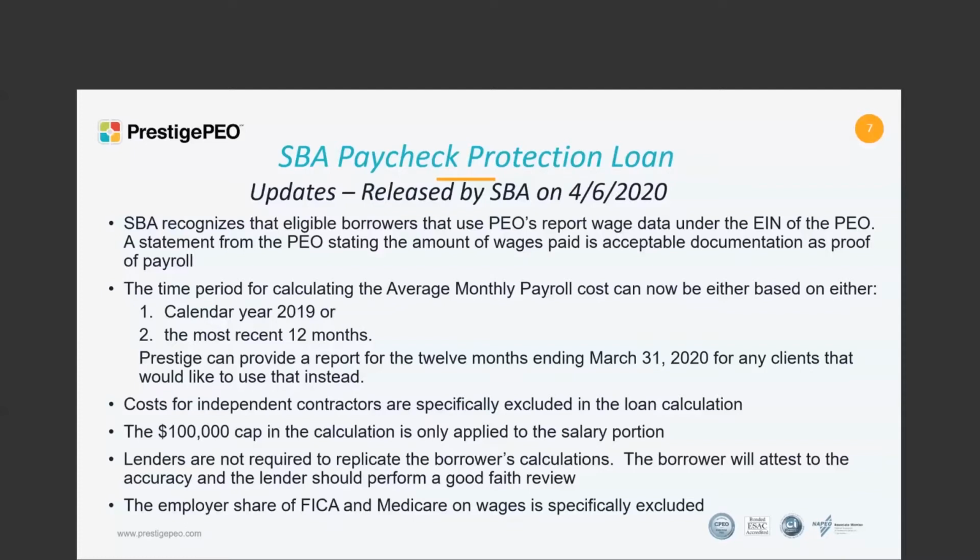Independent contractors were another gray area in the original interpretation of the legislation. SBA has made it clear you may not include those costs in calculating your monthly average payroll cost.